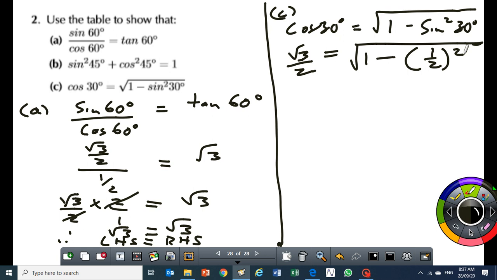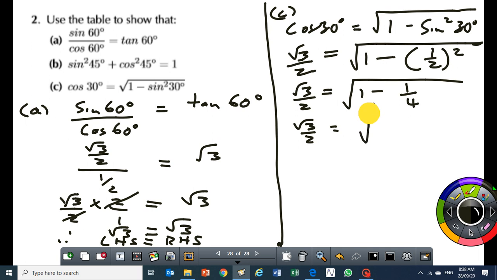I told you about the square. It was the next side that you did with the square, when we were using a calculator. So this becomes square root of 3 over 2 is equal to the square root of 1 minus 1 over 4. I'm not using a calculator, so you have to show everything. Then this becomes square root of 3 over 2 equal to the square root of 3 over 4.